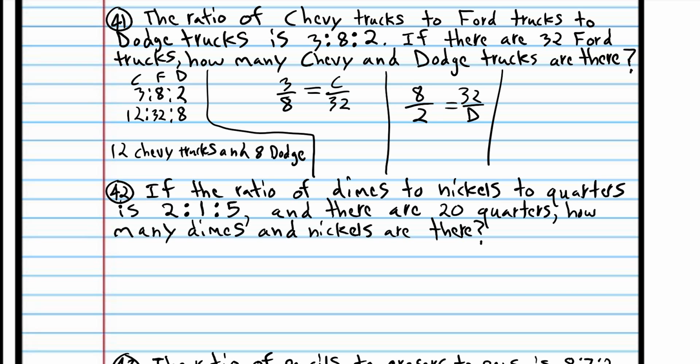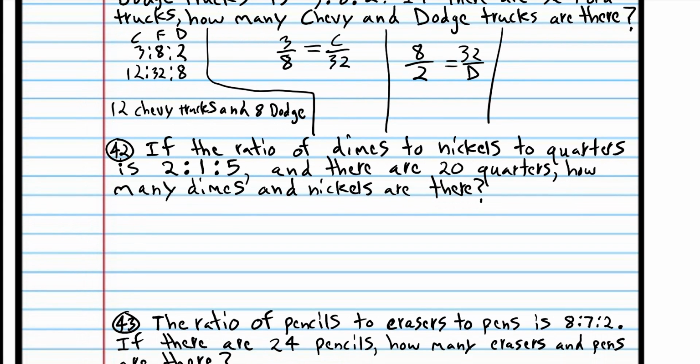All right, we're back. I'm going to use the faster method. So we have 2 to 1 to 5, and quarters represents the last number. So we want to find what these numbers are. So we had to multiply 5 by 4, so that means we have to multiply all the other numbers by 4. 1 times 4 is 4, 2 times 4 is 8. And there you go. Done.